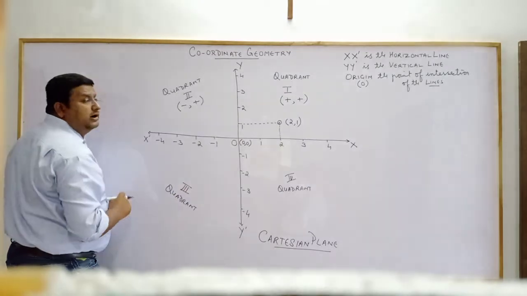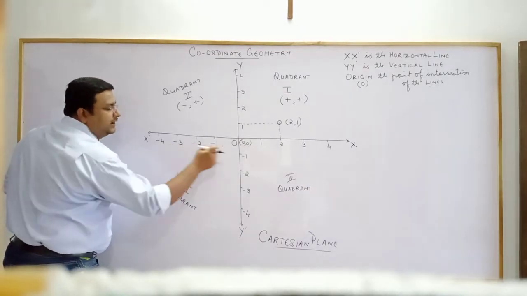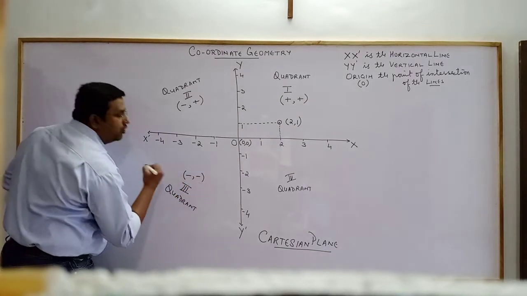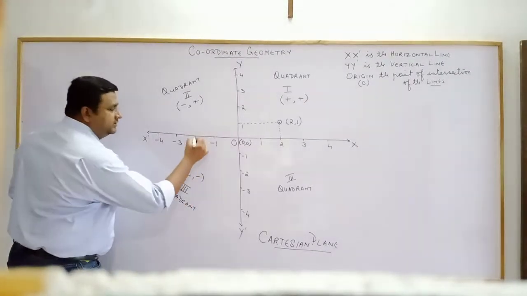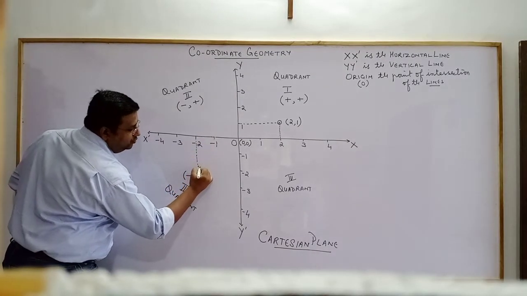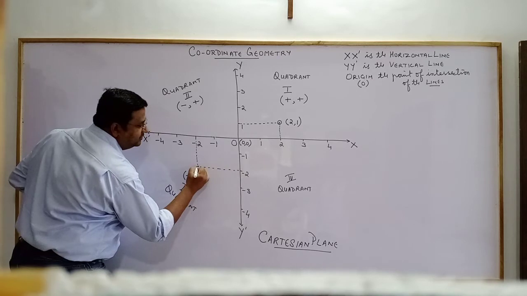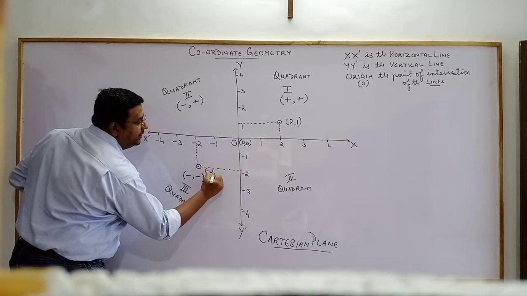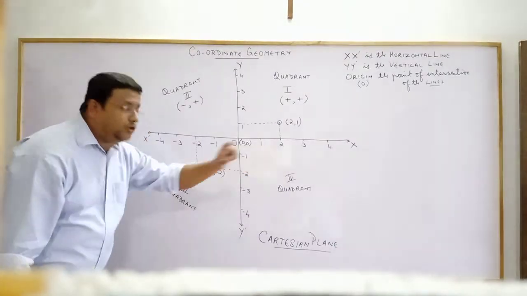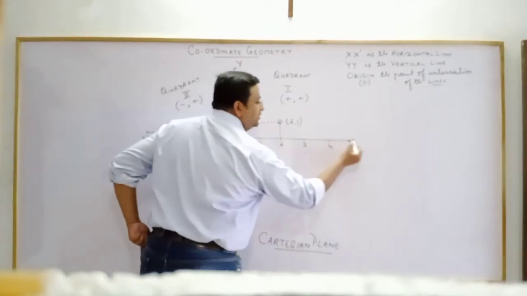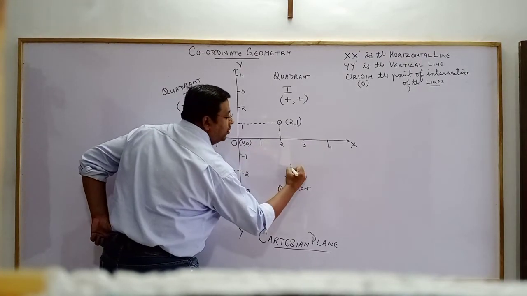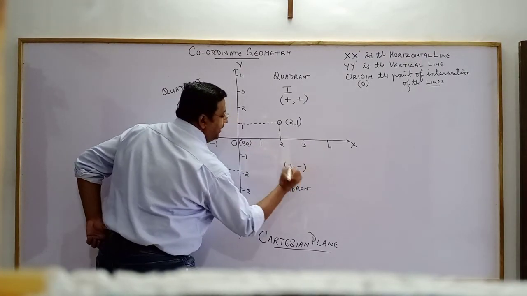When we come to the third quadrant, x is negative and y is also negative. So any point will be in the form minus comma minus. Say this point: x is minus 2, y is minus 2. Both the coordinates are negative. In the fourth quadrant, it is surrounded by the positive side of the x-axis and the negative side of the y-axis. So the coordinates will be in the form plus comma minus.